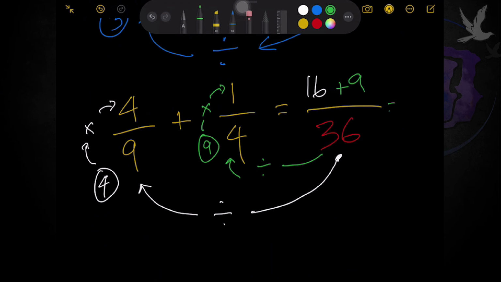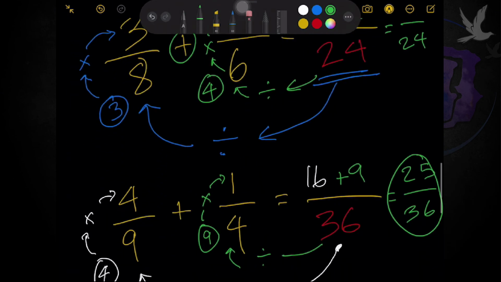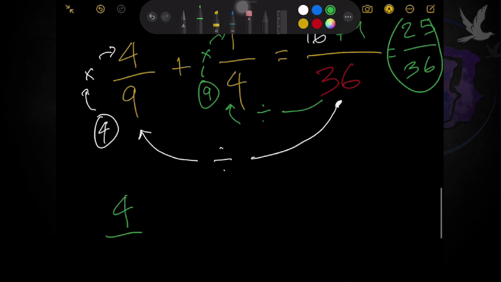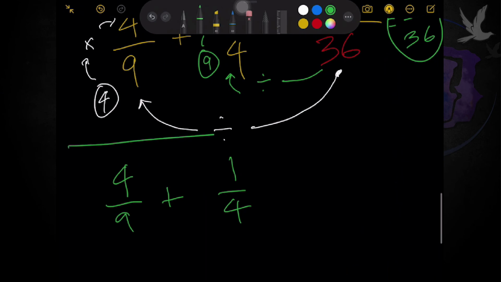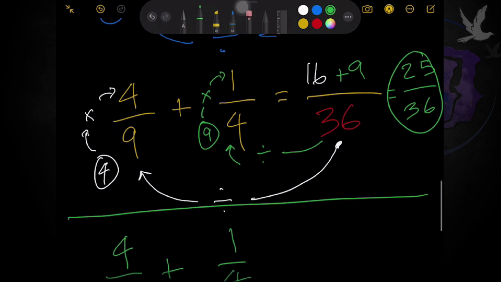So adding this, what is 16 plus 9? It will give us 25 over 36. Okay, let's try to do this using yung technique natin number 2, cross multiplication process. Let's try to find out if they have the same answer. 4 over 9 plus 1 over 4. Again, you are using the second method, which is cross multiplication process. Okay, let's try.